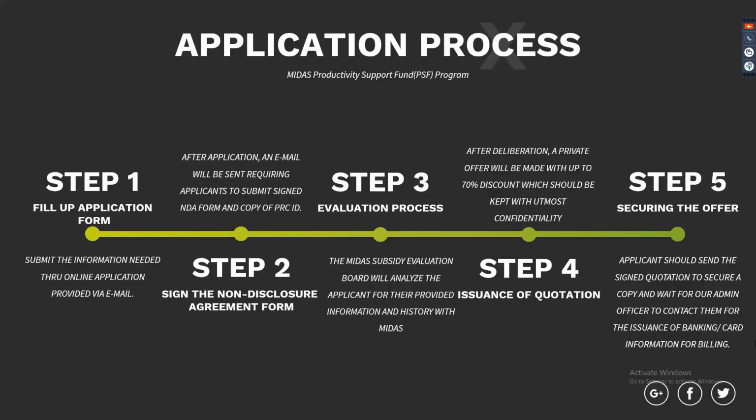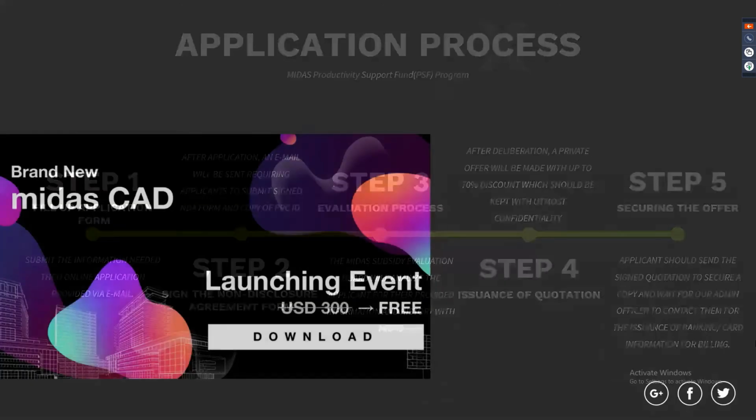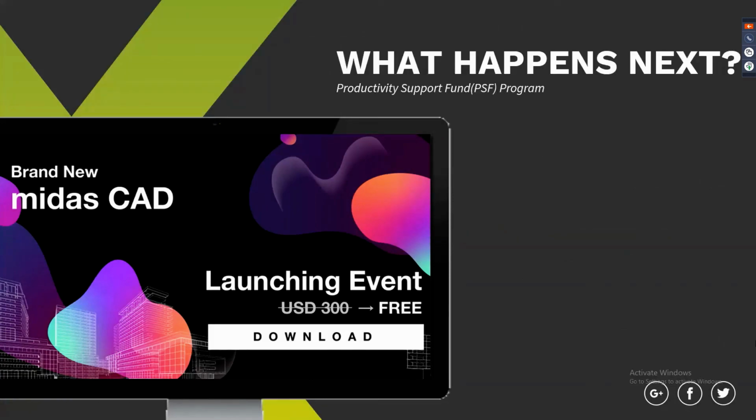After the deliberation, an offer will be made and sent to you with up to 70% discount. But again, the confidentiality of the offer. If you would like to secure the offer, you could send us a copy of the signed quotation, and then also wait for our admin officer to contact you for the issuance of the banking or card information for the billing. So after securing the whole offer, what will happen next?